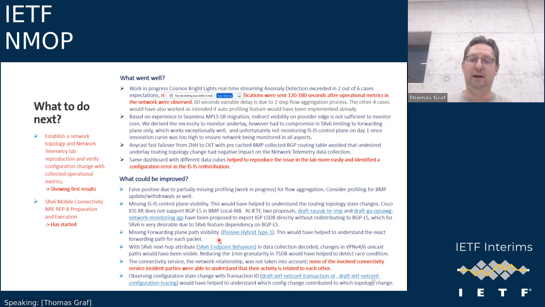And I would say maybe last but not least, also the transaction ID in NETCONF could have helped to correlate the exact commits, the configuration changes on the network, with the topology changes and the forwarding plane drops.